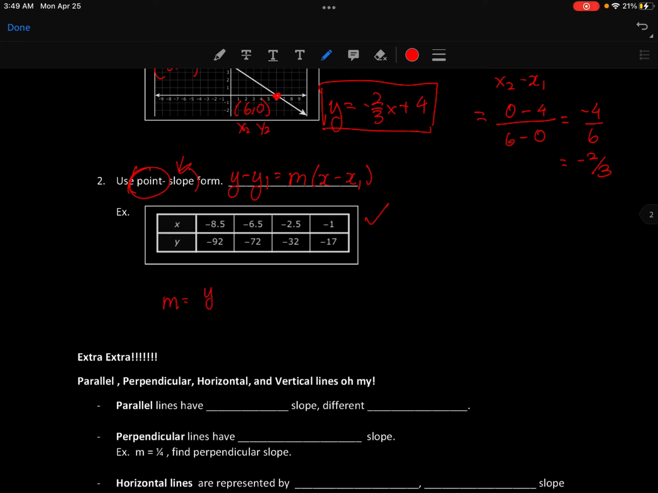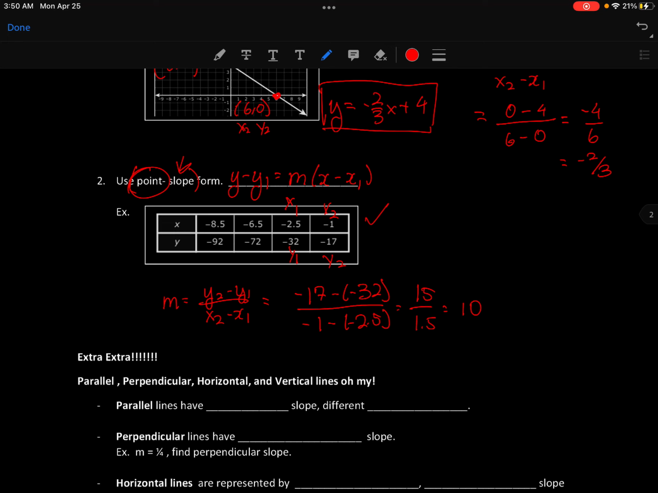Slope is equal to y2 minus y1 over x2 minus x1. Label the points, x1, y1, x2, y2. And we're left with negative 17 minus negative 32. Yes, I know we've done this already. Divided by negative 1 minus negative 2.5, which will give you 15 over 1.5, which will give you 10. So the slope is 10.